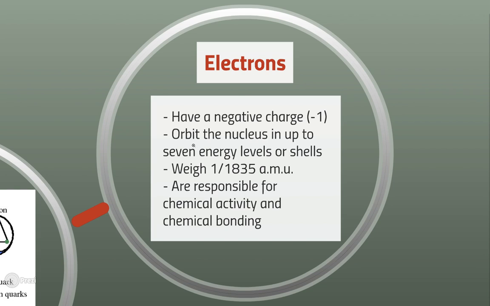The electrons orbit the nucleus. Now, in the main model of the atom that we're looking at, the electrons orbit the nucleus in up to 7 energy levels, or shells, or sometimes they're called orbitals. They weigh 1/1835 of an atomic mass unit. I think we talked about that already. And then they're also responsible for chemical activity and chemical bonding. And we're going to get into chemical bonding a bit later, but electrons are responsible for that.